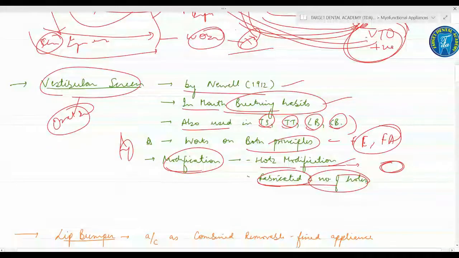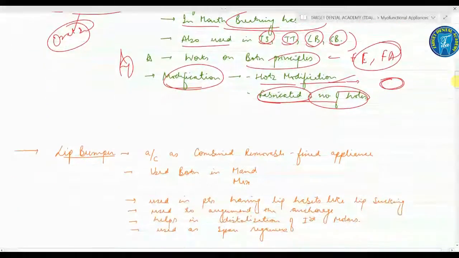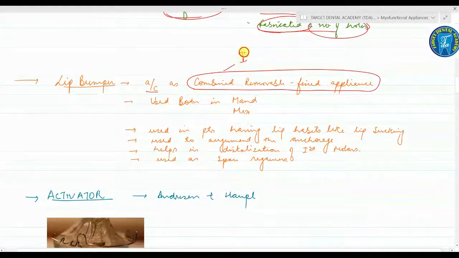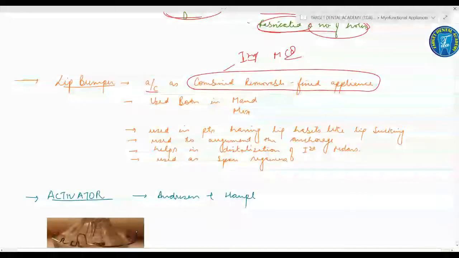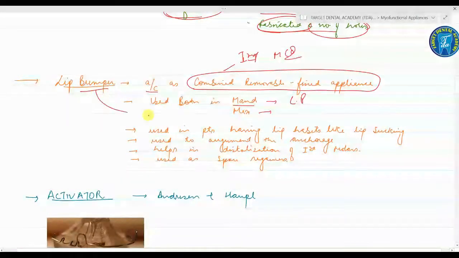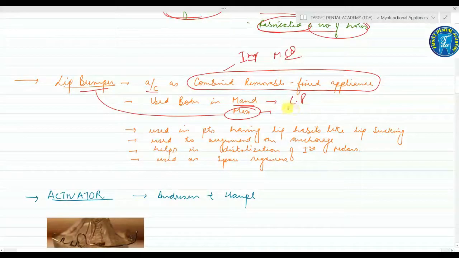Right? So after this, next is the lip bumper. The lip bumper is also called a combined removable fixed appliance, commonly asked MCQ. The lip bumper is used in both the arches. When it is used in the mandible, it is called a lip bumper. When it is used in the maxillary arch, it is called a Denholtz appliance.